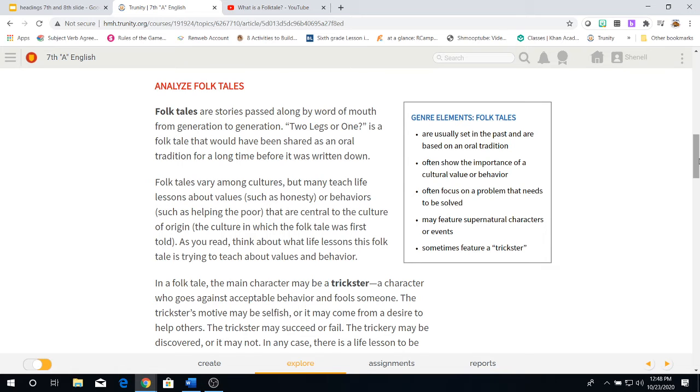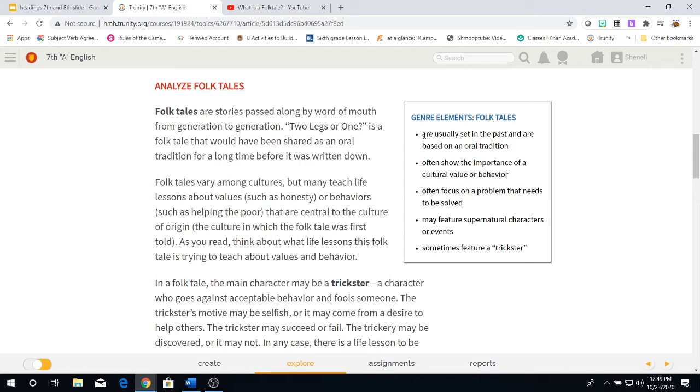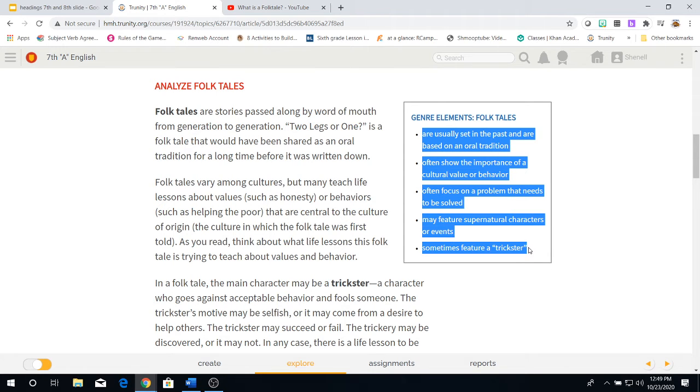Now, there are certain elements that fall into the genre of folk tales that we should focus on. They are usually set in the past and are based on an oral tradition. They often show the importance of cultural behavior and value. They often focus on a problem that needs to be solved, and they may feature supernatural characters or events.